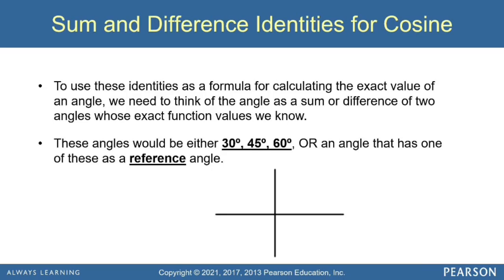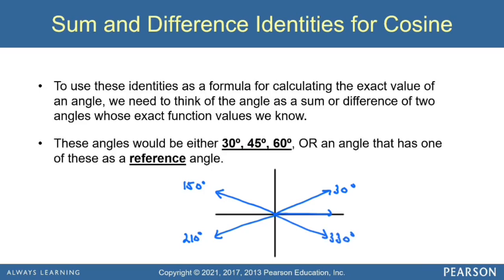So what we're going to do is go around the coordinate system and list every angle that has a 30-degree reference angle, every angle that has a 45-degree reference angle, and every angle that has a 60-degree reference angle. So let's start with 30. The quadrant 2 angle that has 30 as its reference angle is 150. The quadrant 3 angle is 210 degrees, and the quadrant 4 angle is 330 degrees.